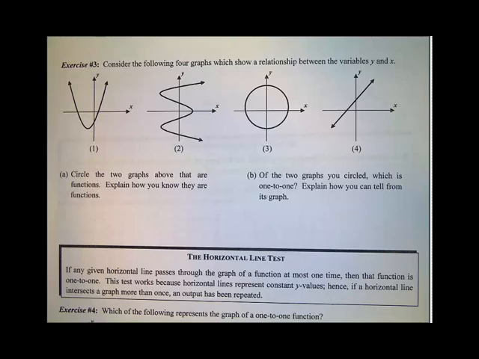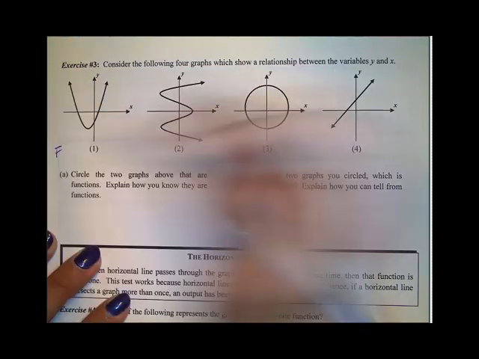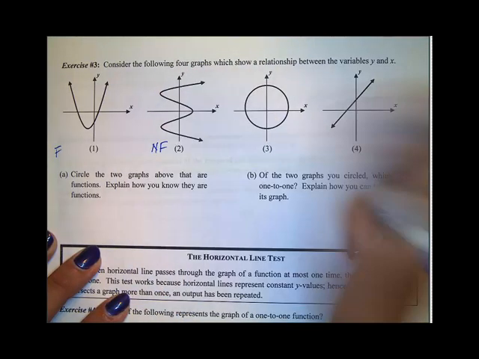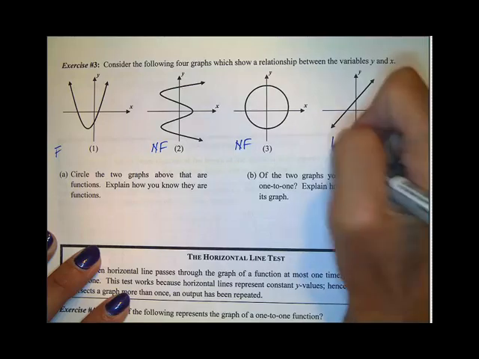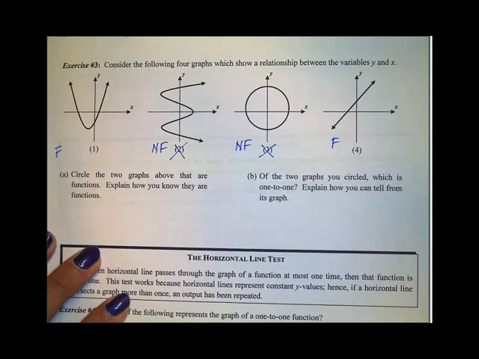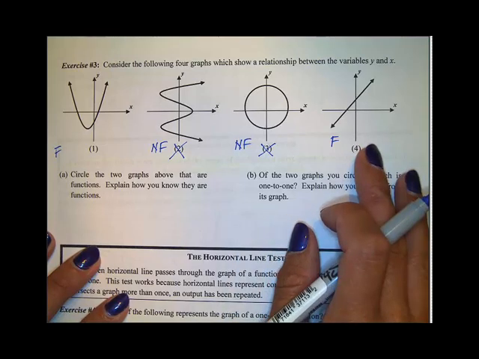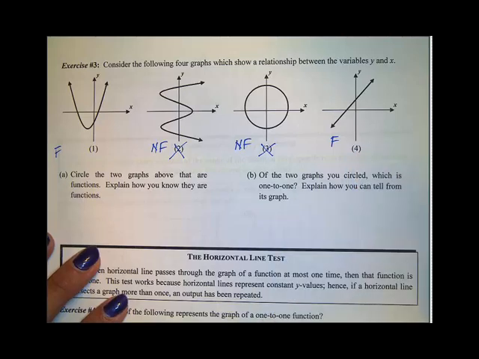A little bit harder to see with a graph than a table. So what could we do? Well, we know that to be a function, it has to pass the vertical line test. Well, 1 is a function, 2 is not a function, 3 is not a function, 4 is a function. So I can eliminate 2 and 3 because they're not functions. And if it's not a function, it can't be one-to-one. So then, what about 1 and 4? Well, in order for it to be one-to-one, then it has to pass the vertical and the horizontal.